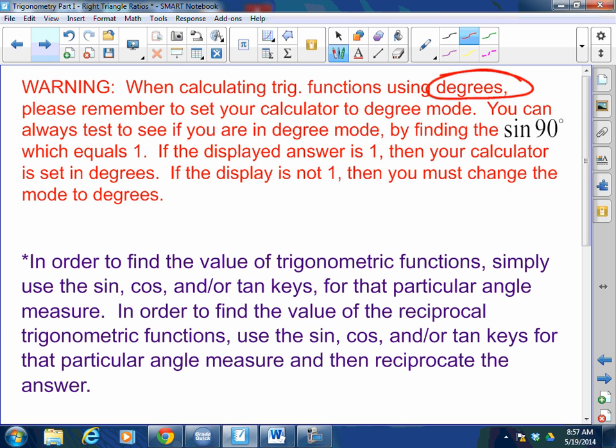When you want degrees, please remember to set your calculator to degree mode. We already talked about that, but here's just a little reminder. You can always test to see if you're in degree mode by finding the sine of 90. It has to equal 1 when you're in degrees. If it equals 0.89, you're in radians. If the displayed answer is 1, then your calculator is set in degrees. If the display is not 1, then you must change your calculator mode to degrees. Okay?